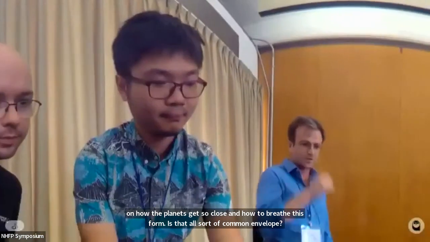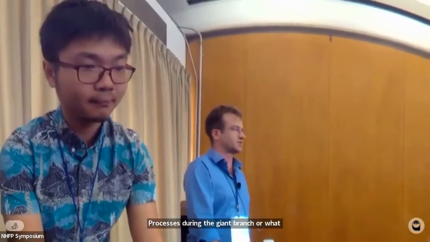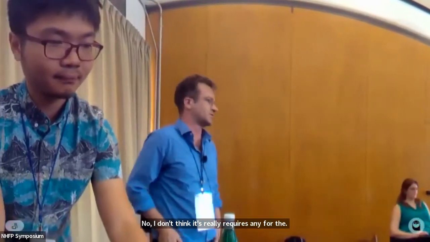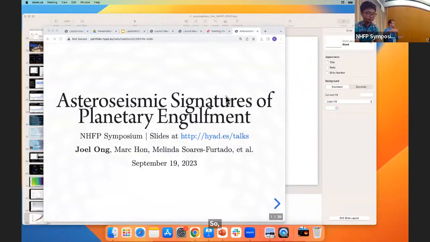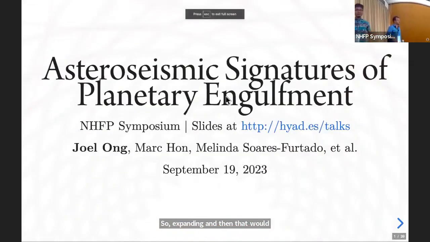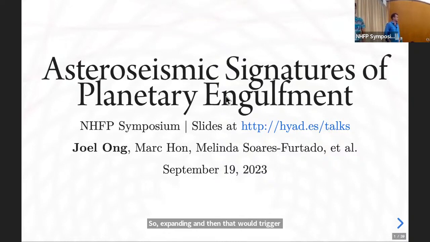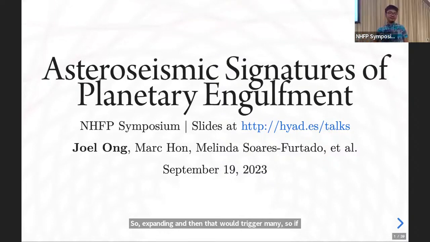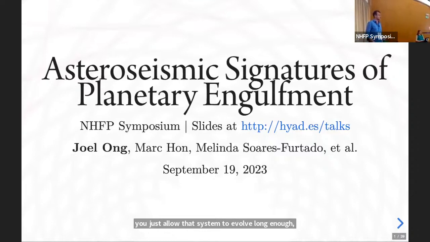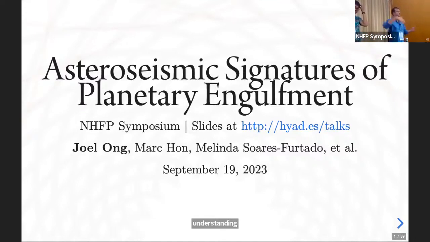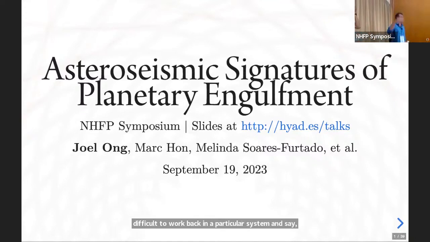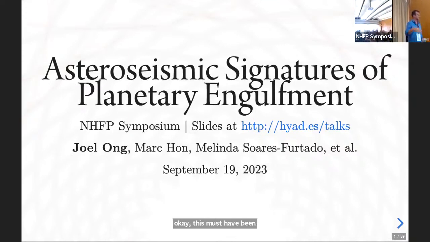No, I don't think it really requires any common envelope explanation at all, but simply that your host star loses maybe 50% of its mass. So all the orbits expand, and that will trigger many gravitational instabilities. If you allow that system to evolve for long enough, you'll end up flinging asteroids and moons and planets themselves. There's been lots of N-body simulations and theoretical work to back that up, so I think we've got a good theoretical understanding of how you might trigger these instabilities. It's much more difficult to work back from a particular system and say, okay, this must have been a Jupiter mass planet with an asteroid. But we can certainly show that it can happen.